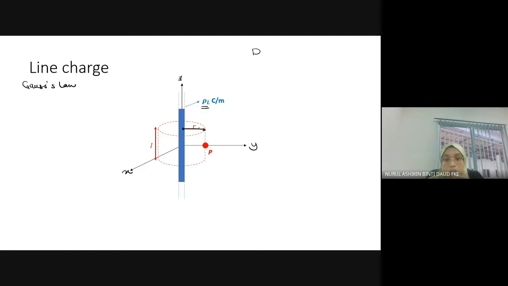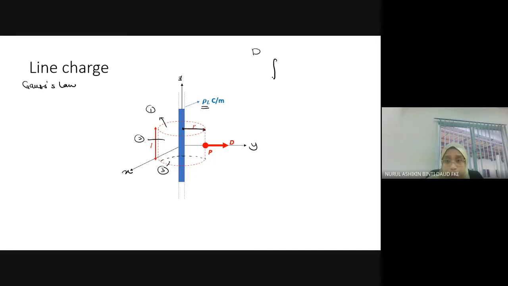The radius is R. Now we need to find the direction of D. I always say that D is normal to the Gaussian profile, so D will be in this direction. In this case, the direction of D is the same as the direction of R. If you still remember from the tutorial yesterday, this cylinder actually has three surfaces: 1, 2, and the one on the bottom, which is 3.